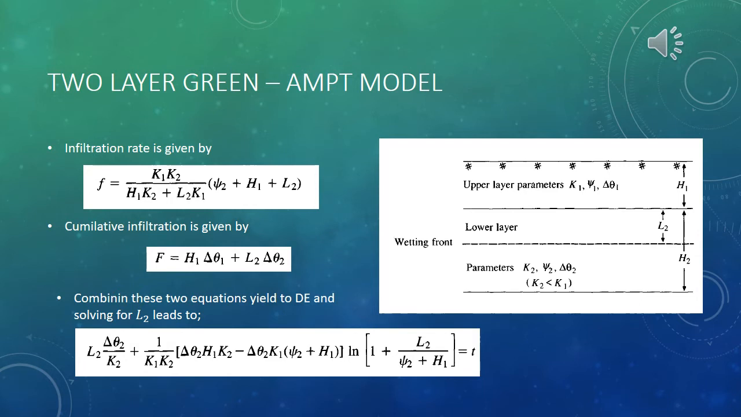When we combine these two equations, we end up with the two-layer Green-Ampt equation, which is L2 delta theta 2 over K2, plus 1 over K1 K2 times delta theta 2 (H1 K2 minus delta theta 2 K1 (suction psi2 plus H1)) times the natural logarithm of 1 plus L2 over (suction psi2 plus H1), which is equal to time. We take the time and then we solve this equation. All right.